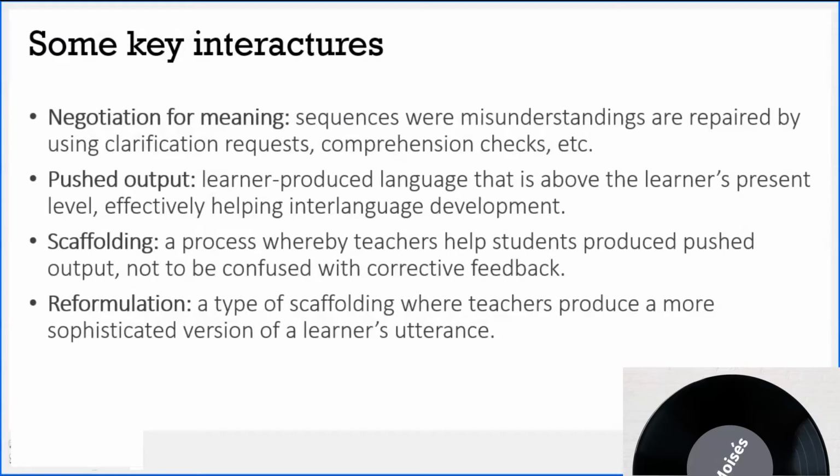It should not be confused with corrective feedback, because scaffolding does not involve repairing mistakes. It involves making students' language more advanced or more sophisticated, even in the absence of student mistakes. One way to do that is through reformulations, that is, a type of scaffolding where teachers produce a more sophisticated version of a learner's utterance. There will be an example of this next.